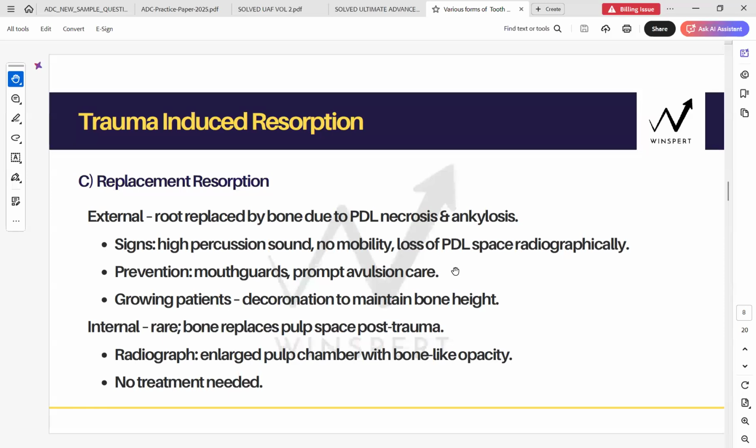So now there is another kind, which is internal replacement resorption. Here the bone replaces the pulp space, which is seen post-trauma.